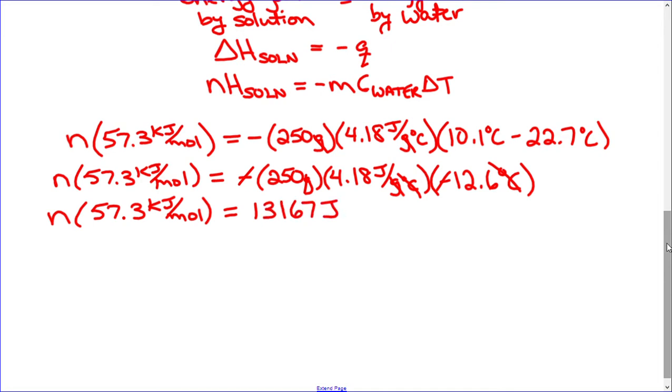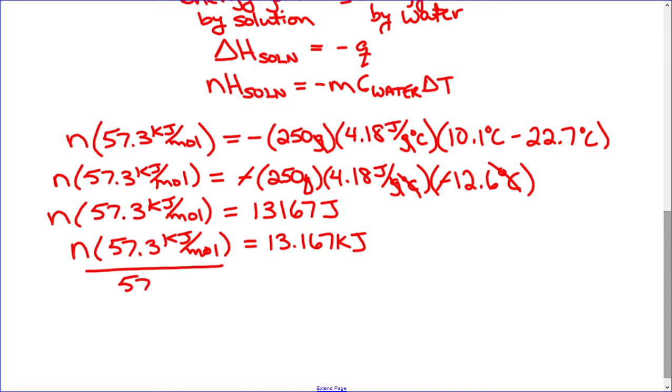And so, same thing from the last one that we worked on in the previous video. Because we have kilojoules per mole here, I'm just going to convert this into kilojoules now. Take my 13,167 and divide it by 1,000. So I get 13.167 kilojoules.